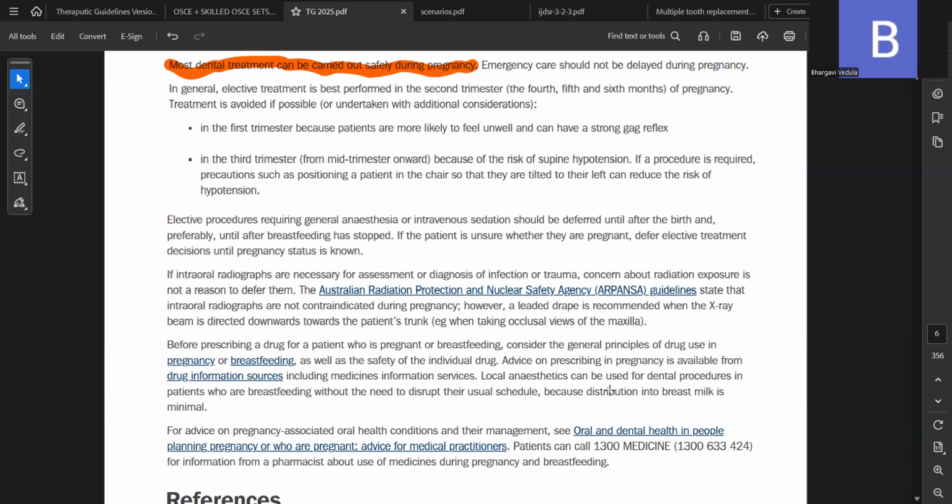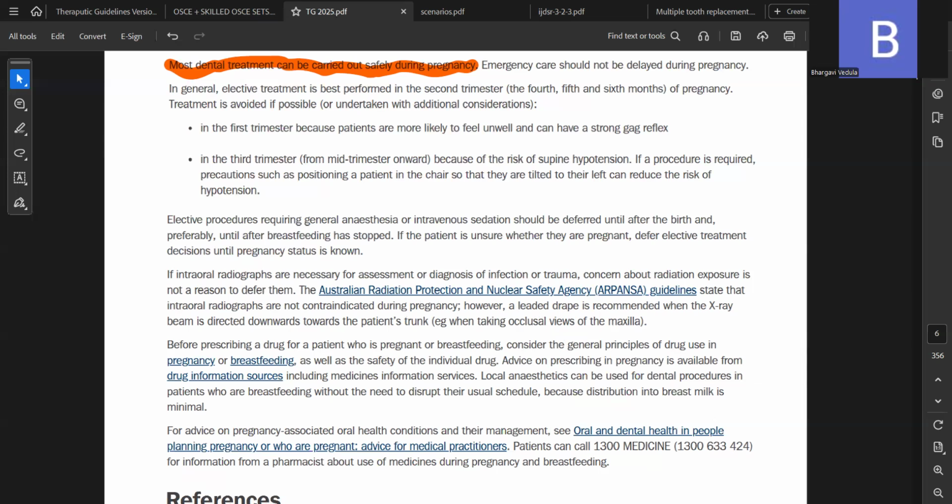If intraoral radiographs are necessary for assessment or diagnosis of infection or trauma, concern about radiation exposure is not a reason to defer them. If you really need it for the diagnosis, if the patient was subjected to trauma, tooth broke, you need an X-ray, then you don't have to think about overexposure and all those, because you need it for the diagnosis. As low as reasonably achievable is always there. State that intraoral radiographs are not contraindicated during pregnancy. However, a leaded drape is recommended when the X-ray beam is directed towards the patient's trunk.